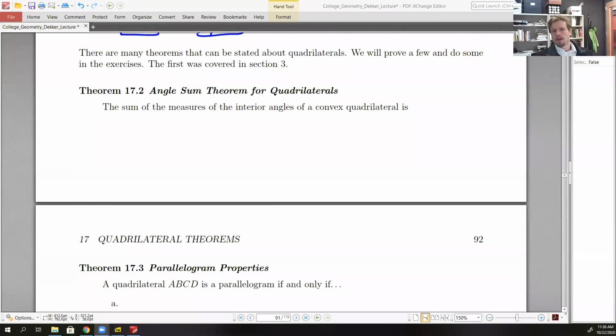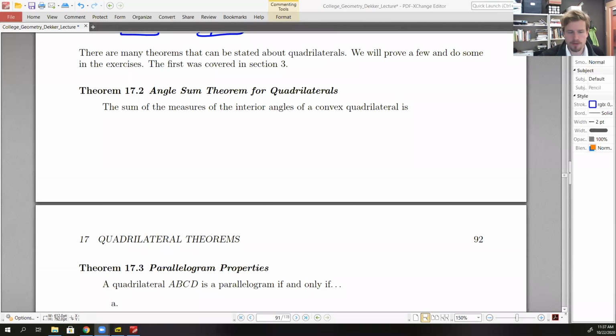Welcome back to geometry. We want to take a look at section 17 still. So let's return back to our notes. We want to talk about several theorems for quadrilaterals. This first set of theorems that we're going to take a look at, we will not prove. We'll follow this up though with a collection of theorems that we will prove.